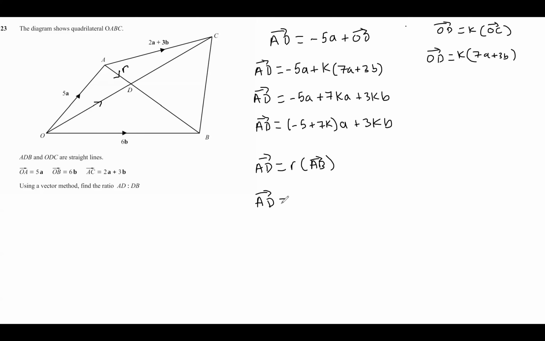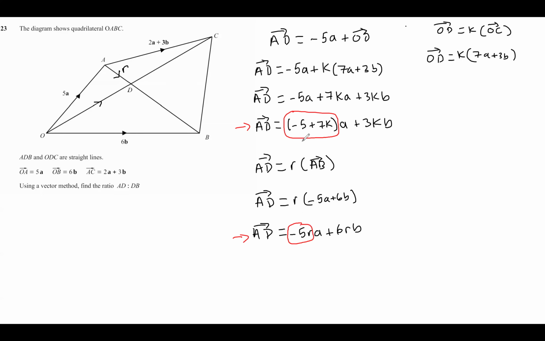Therefore, AD is going to be equal to r lots of AB. And AB, that's an easy one to work out. It's going to be minus 5a plus 6b. So AD is equal to minus 5ra plus 6rb. And now that's really good because we've expressed AD in two different ways, which means now I can equate my coefficients. So this is the coefficient of a, and this is the coefficient of a here.